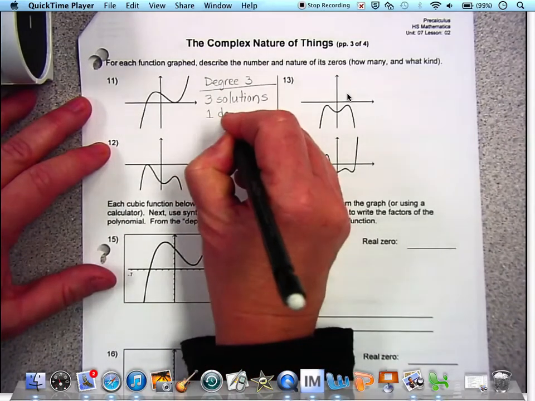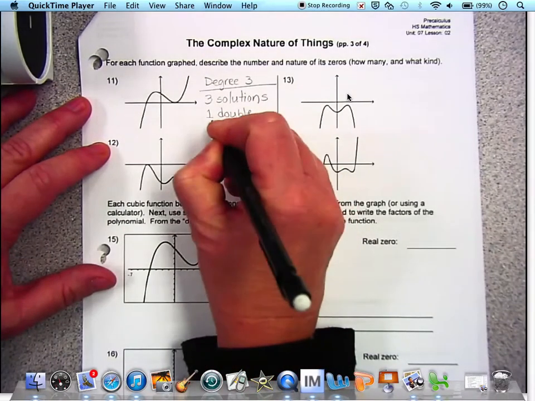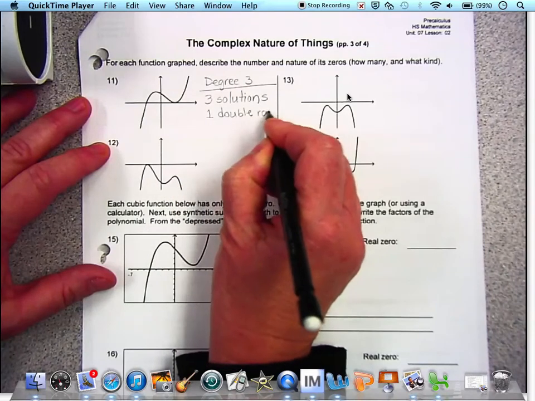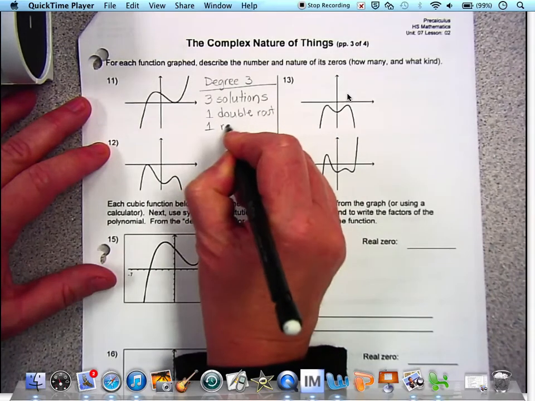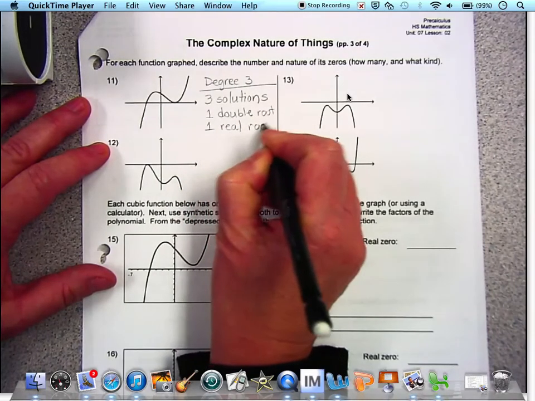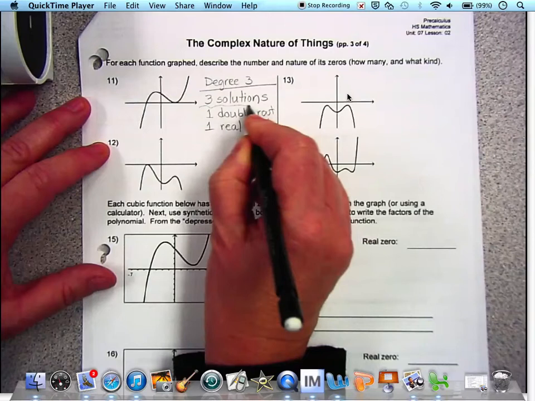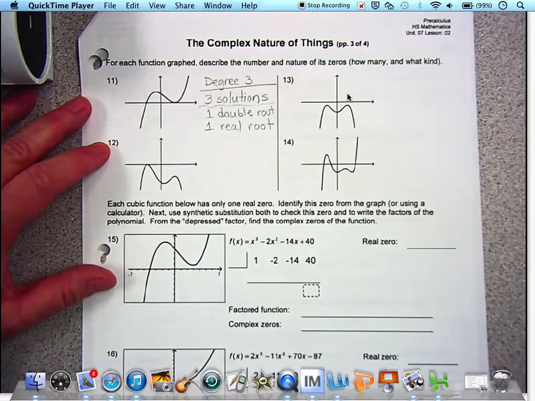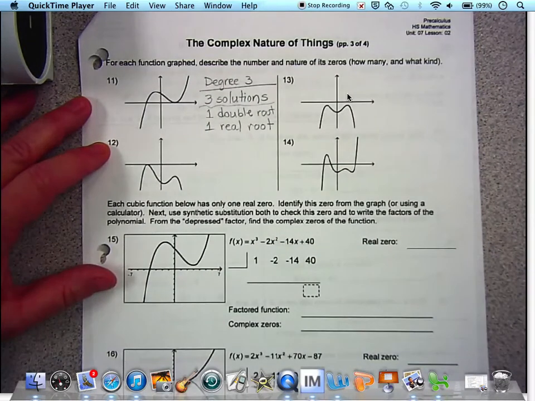One double root and one real root. Yeah, one real root. Okay. I'm still on 3 solutions. Okay, I'll give you a chance to catch up.